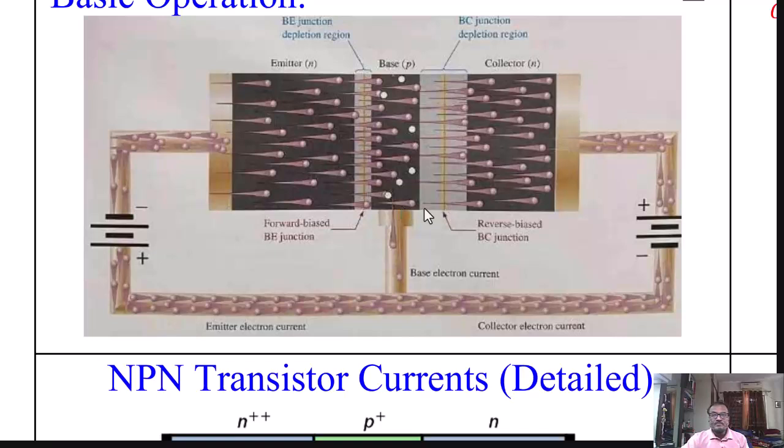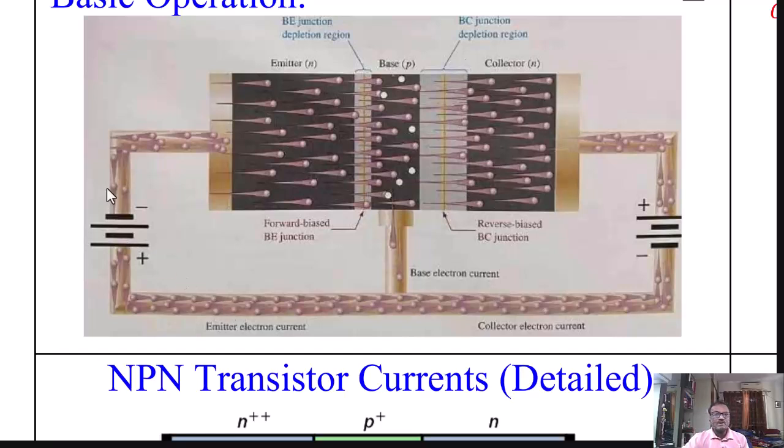Where the base is lightly doped, therefore the recombination rate in the base will be very small and therefore the base current will be very small. Let us consider a hypothetical example. If 100 electrons are injected from the emitter, around 5% of the electrons constitute the base current and the remaining electrons are attracted to the collector due to the reverse bias field around the collector to base region, and therefore the collector collects around 95% of the electrons, and therefore the name collector.